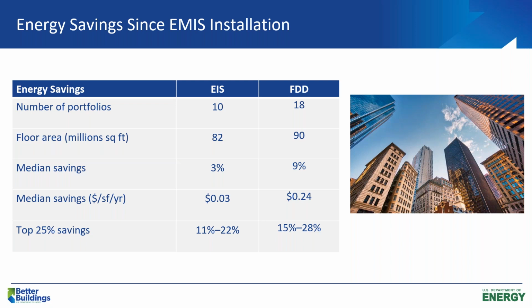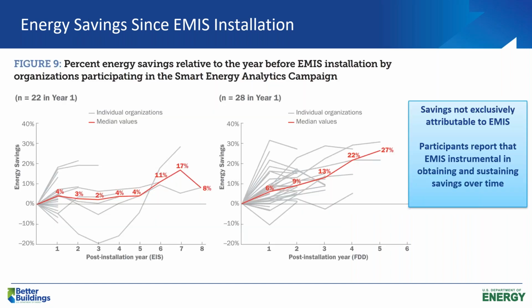The top quartile savings, so we would say those are kind of the best practice, really have used these tools and gotten great use out of them, are much higher, in the 10 to 20% range and higher for FDD. So we have higher savings for FDD, but we'll also see here in a couple slides that the costs are higher too. So we're going to compare those in a second. Next slide, please. So, energy savings since EMIS installation.